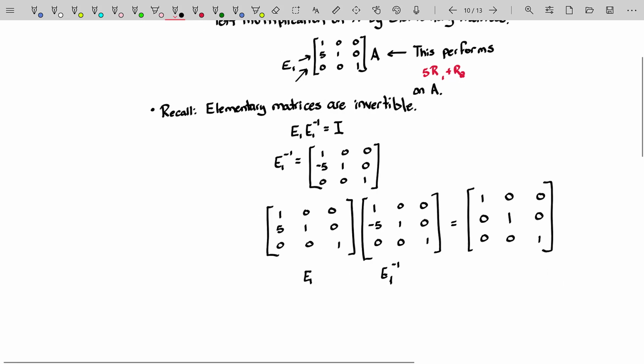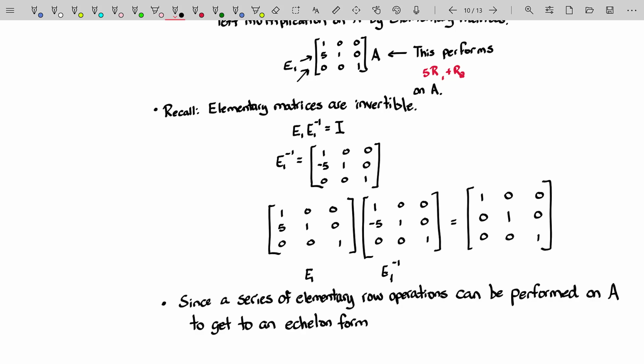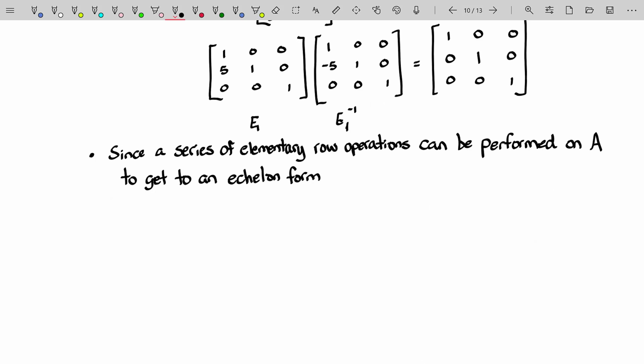All that being said, another thing we should remember, and again, this is all from the elementary matrices video, but it's good to rehash it here. Since a series of elementary row operations can be performed on A to get to an echelon form, and by the way, an upper triangular matrix is an echelon form, there must exist a product of elementary matrices that you can apply via left multiplication on A to arrive at that echelon form.